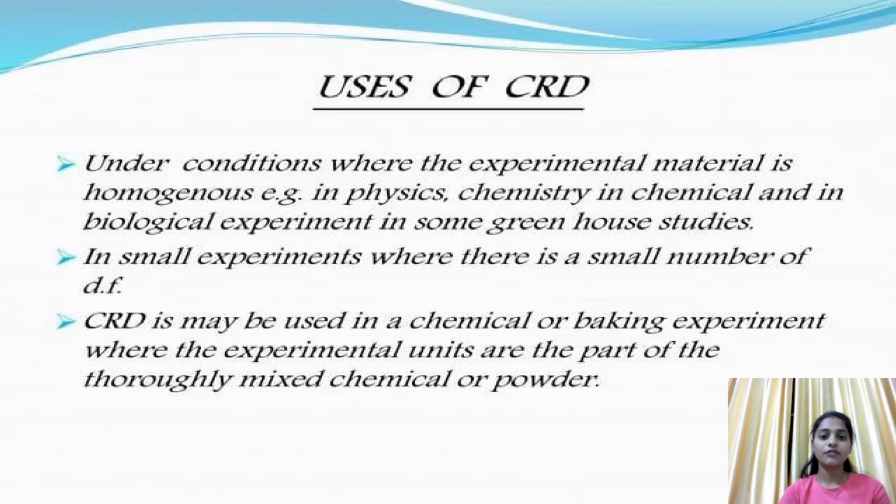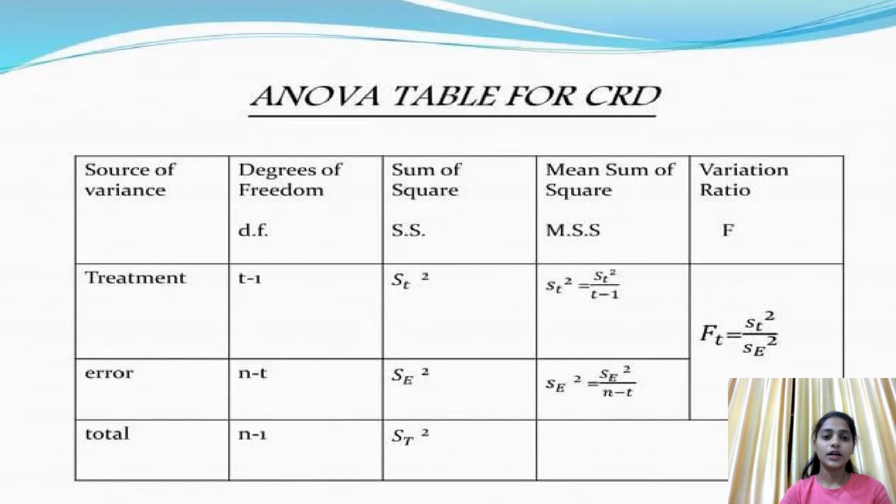Uses of a CRD. Under conditions where the experimental material is homogeneous, as in physics, chemistry, biological experiments, and some greenhouse studies. The next one is in small experiments where there is a small number of treatments. CRD may be used in chemical or baking experiments where the experimental units are parts of the thoroughly mixed chemical or powder.